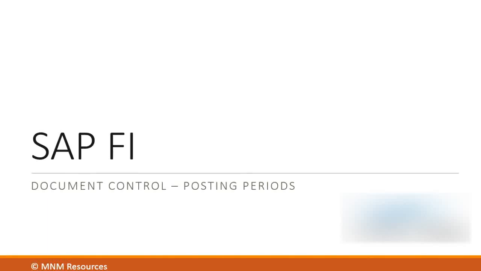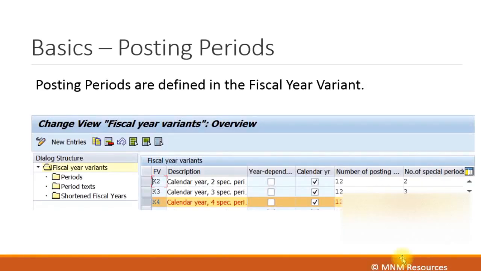Let's look at the posting periods in SAP FI module. Posting periods are defined during the fiscal year variant. If you remember a few presentations back, when we created fiscal year variants, we defined the number of posting periods and the number of special periods. Posting periods means it's a posting month.